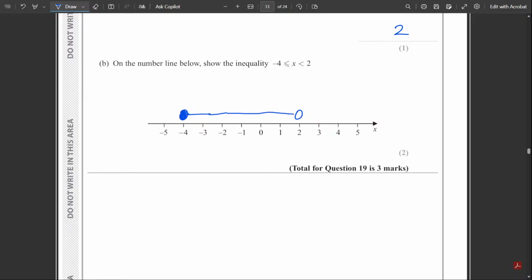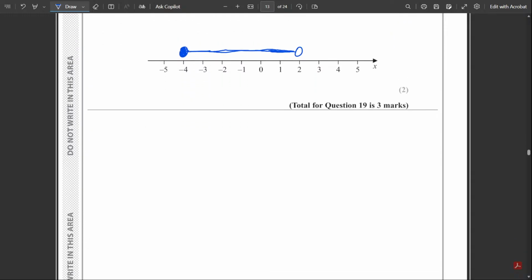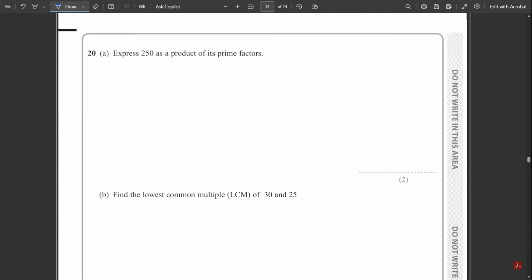And it has to be less than 2, so it's this side of the 2. So you just join them up with a straight line. Make sure you use a ruler to draw those straight lines.